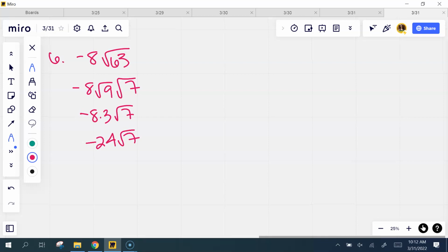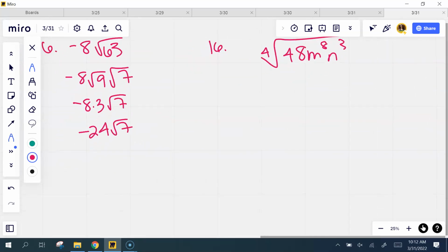Logan, which one did you say? 16. On the classwork side. So the 4th root of 48 m^8 n^3. Is that the one? Okay. So 48 first. Can I split 48 anyway? 16 and 3. What's the 4th root of 16? 2.